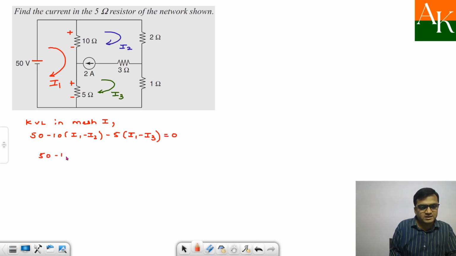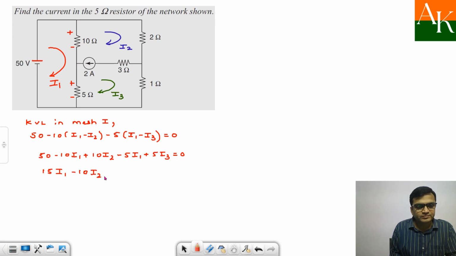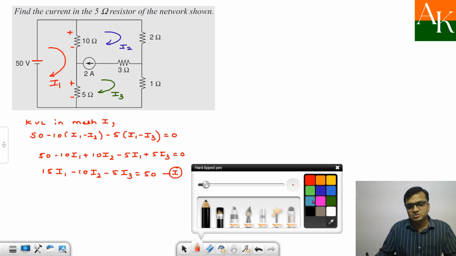So 50 minus 10 I1 plus 10 I2 minus 5 I1 plus 5 I3 is equal to 0. If you write this in a nice format, this will lead to 15 I1 minus 10 I2 minus 5 I3 is equal to 50, and this is my equation number 1. Now I want two more equations, so I will get those from supermesh analysis.